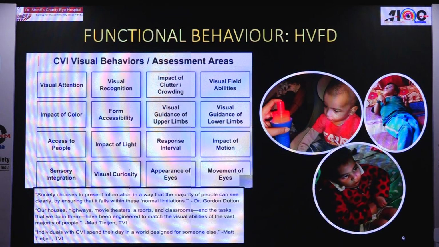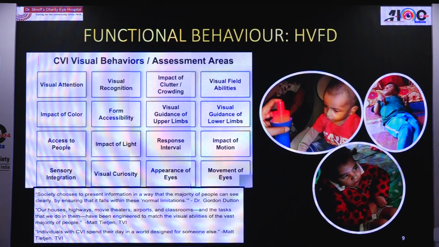Now we have seen that as the child has presented, those are the milestones which were affected. However, we just saw that there is a dorsal and ventral stream which is affected. So what has been discussed is that there are 16 areas of visual behavior affected in these children. A child may have subnormal vision, may have normal vision, but still would have some of these problems, one or the other, specific to each child, which we must assess and know, so that accordingly measures are given.